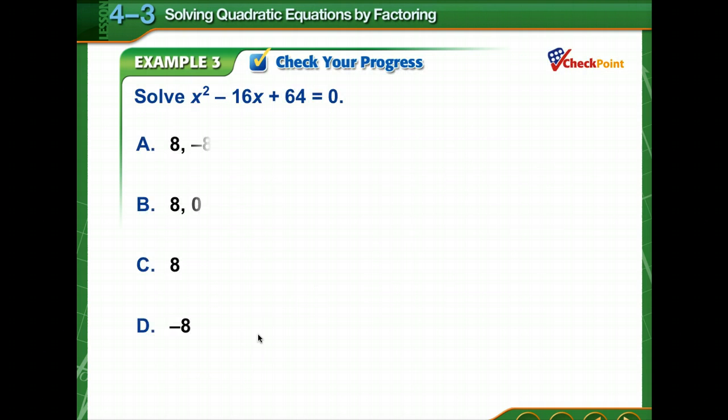All right, time to check your progress. So read through this problem, solve this equation, and then come back and check your answer. Okay, if you remember when we were factoring, this positive sign means that both signs will be the same, and this middle one tells us they're both going to be negative. So we're going to have x minus 8 squared. When we set x minus 8 equal to 0, we end up with a positive 8. Very good.